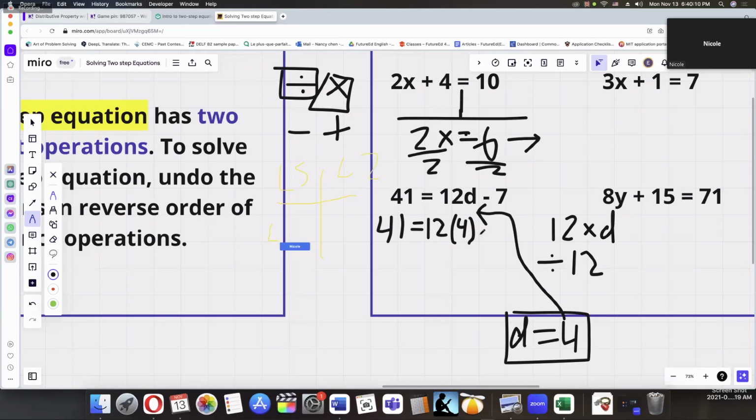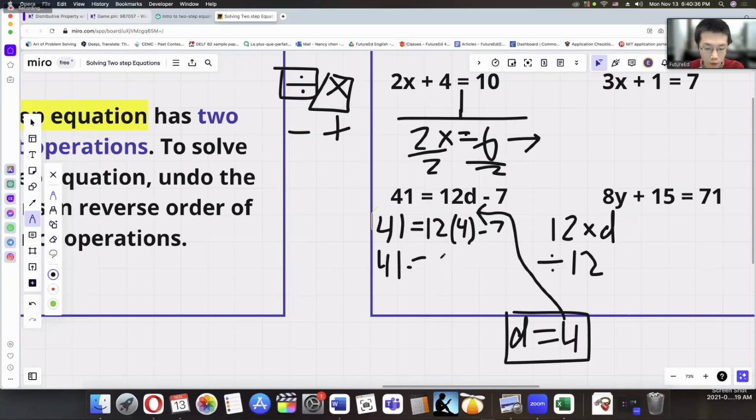Because on the left side it's 41, and then the right side is 12 brackets 4 minus 7, and then we just solve it. Exactly. You can do it that way if you want, or you can just write it out as an equation, like how I'm doing right now. You can just write it as 41 equals 12 times 4 minus 7.